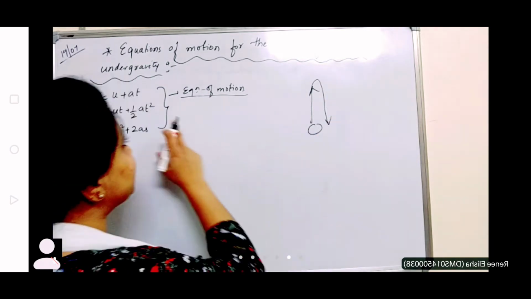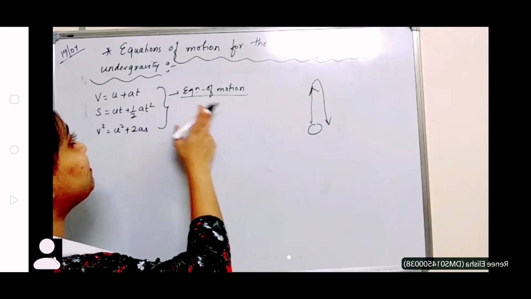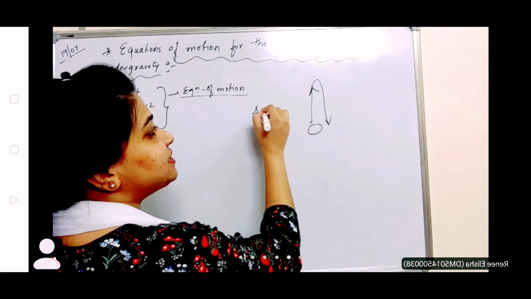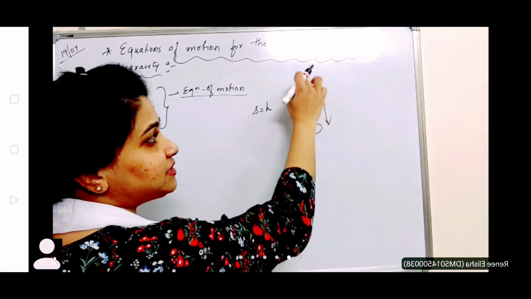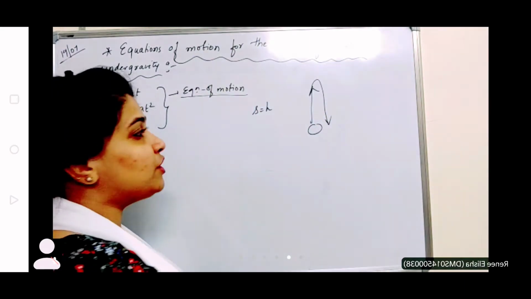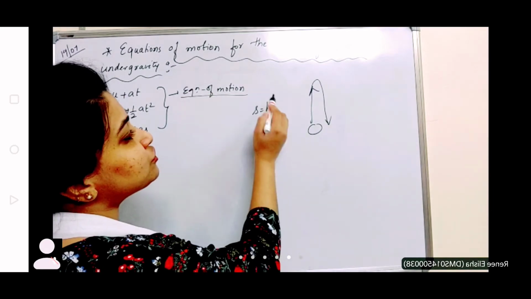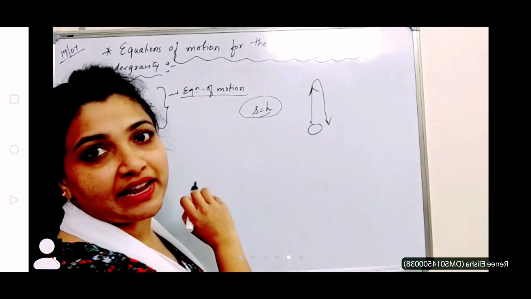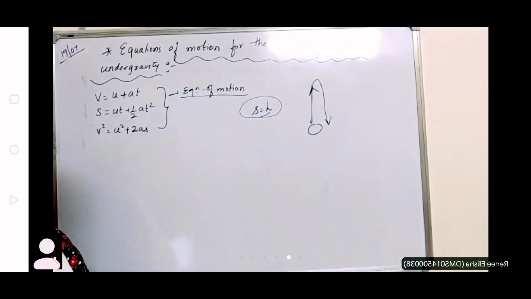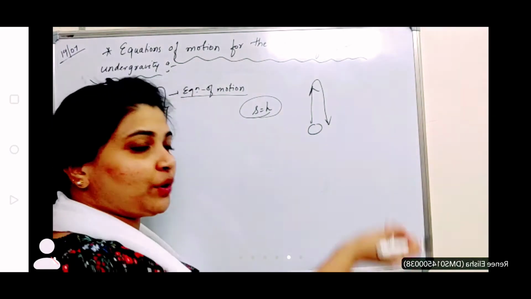Whenever I'm considering S for distance in the equation of motion, S is nothing but height here. The distance traveled by it is nothing but the height that it started and ended from. So whenever I'm considering equations of motion, distance is nothing but height. S is equal to h.